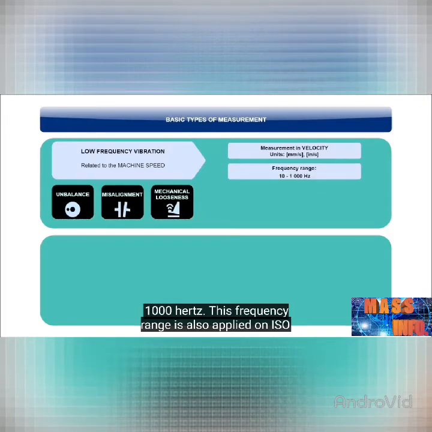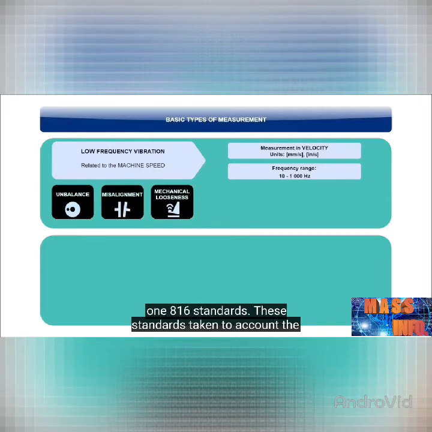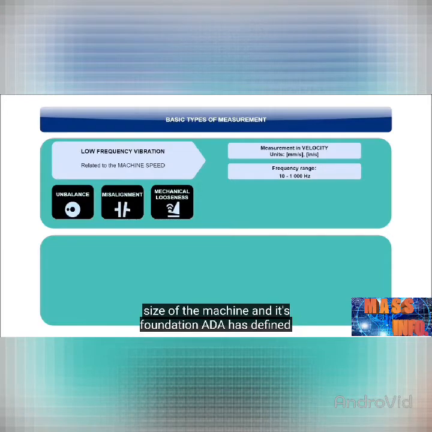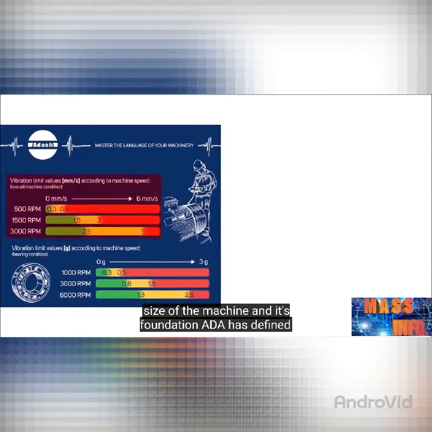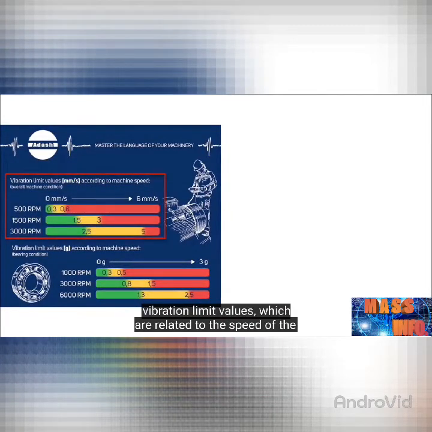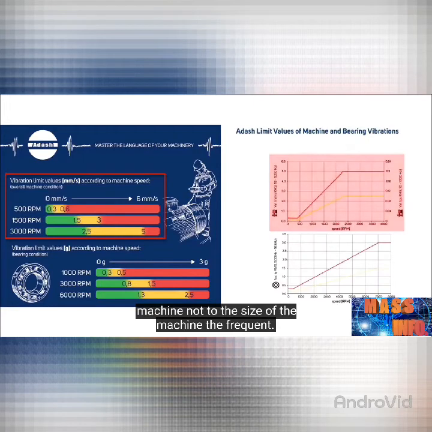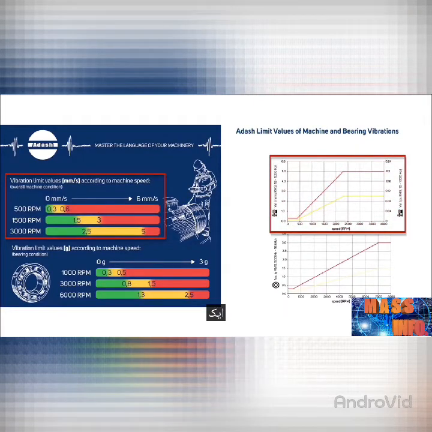This frequency range is also applied on ISO 10816 standards. These standards take into account the size of the machine and its foundation. ADASH has defined vibration limit values which are related to the speed of the machine, not to the size of the machine. The frequency of 10 to 1000 Hz is also applied. You can download this ADASH vibration limit chart through the link below this video.